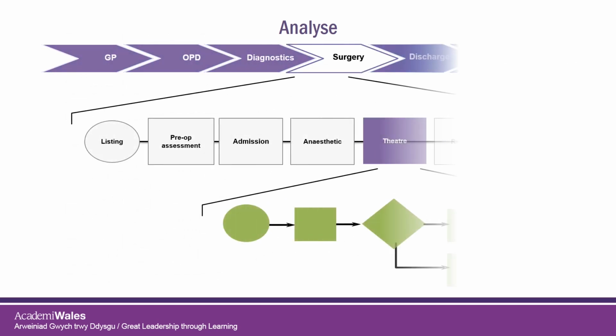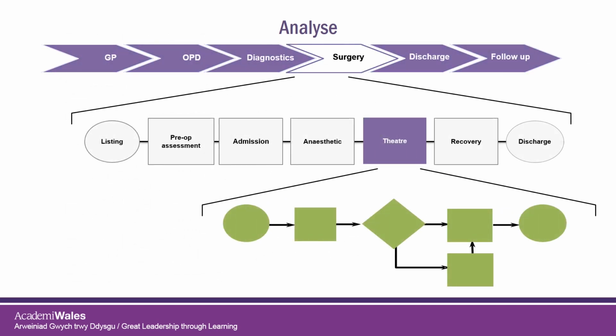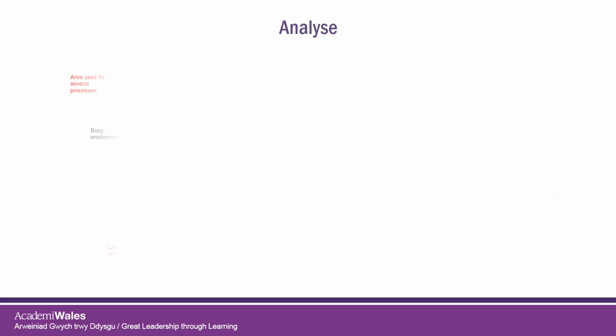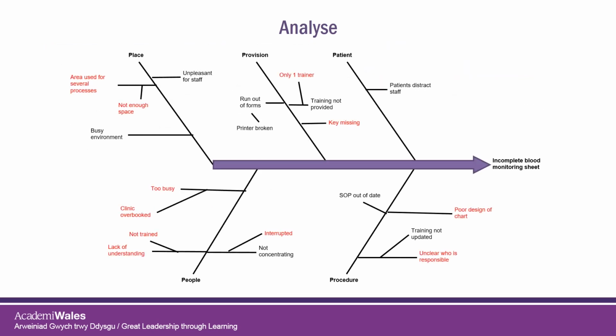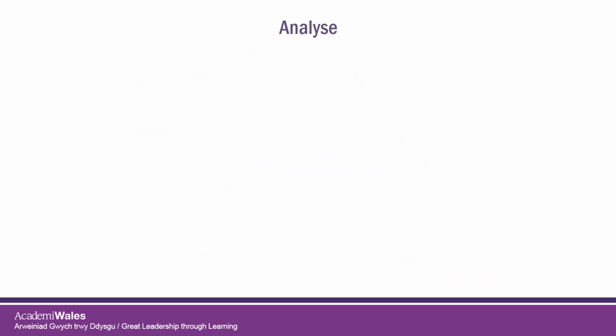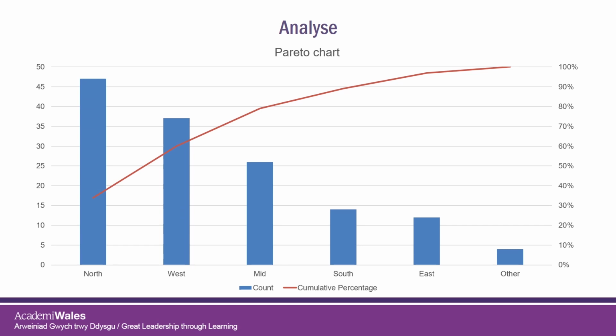Process mapping. This is where we delve a little deeper to look at potential issues, but only go as deep as you need to. Fishbone diagram or Ishikawa diagram. This is where at the head of the fishbone you have the problem, and off it come all the potential causes. You can even group them under headers. Pareto analysis. This is the 80-20 rule, where 80% of your issues are caused by 20% of your steps.